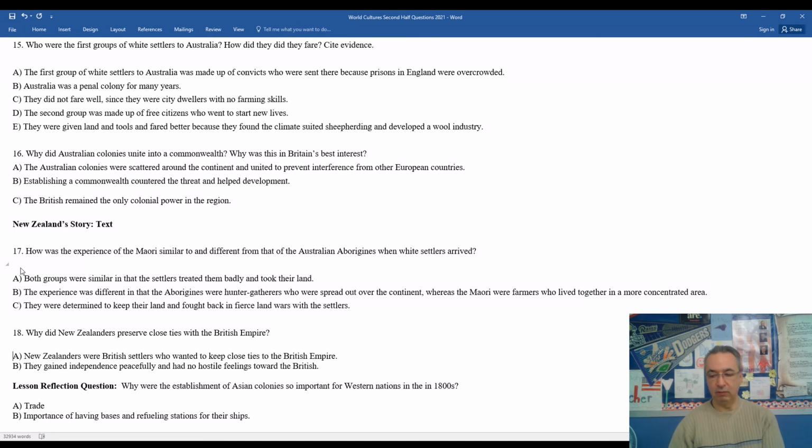And then finally, the lesson reflection question. Why was the establishment of Asian colonies so important for Western nations in the 1800s? Of course, trade, travel, transportation, bases for refueling stations, all of which were rationales or reasons why those were significant to Western countries.